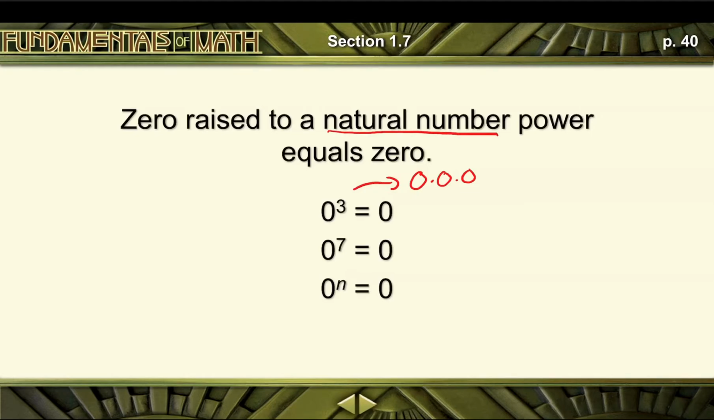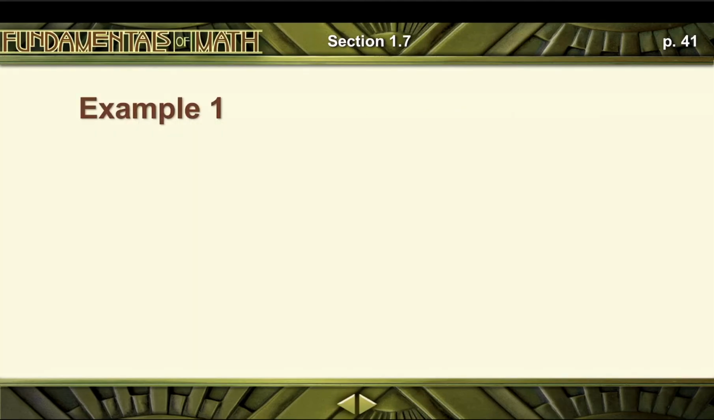So realize it says natural numbers, and the natural numbers start with 1, 2, 3, 4. So notice there's not 0 in here. And then the last rule we'll talk about in a second or so. So here's a couple examples, just trying to get us to realize how exponents work.